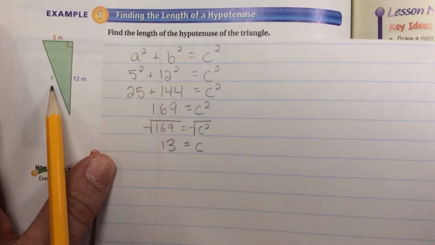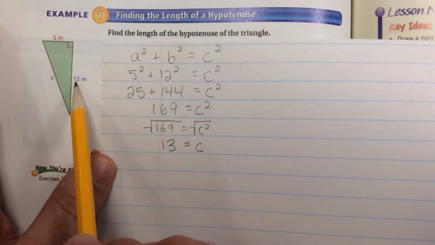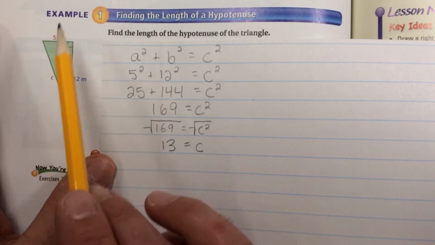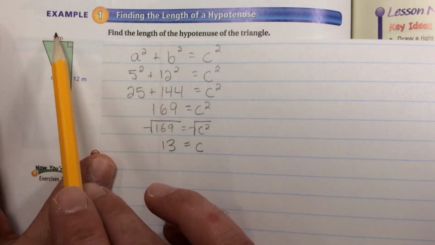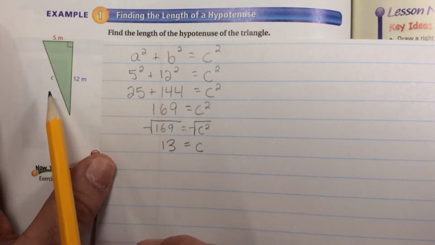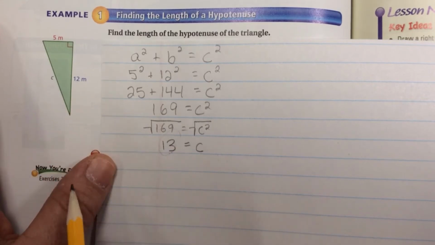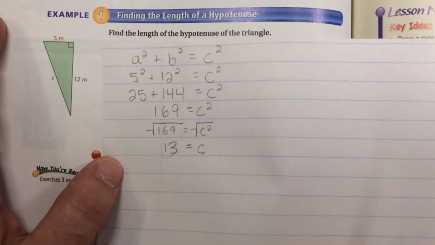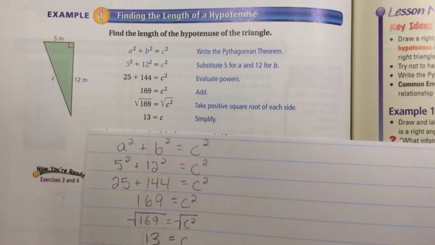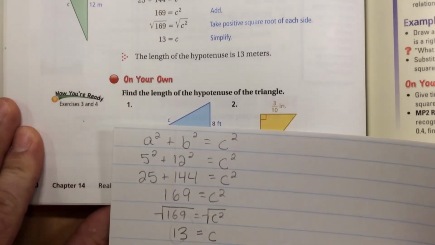Now, a quick check. It does have to be longer than both of these. So it's longer than either of these, but it cannot be longer than these two added together. So 5 plus 12 is 17. So it has to be larger than 12, but less than 17. And it is. So yay, we are brilliant. Thank you, Pythagoras. Okay. You don't really have to say that every time.